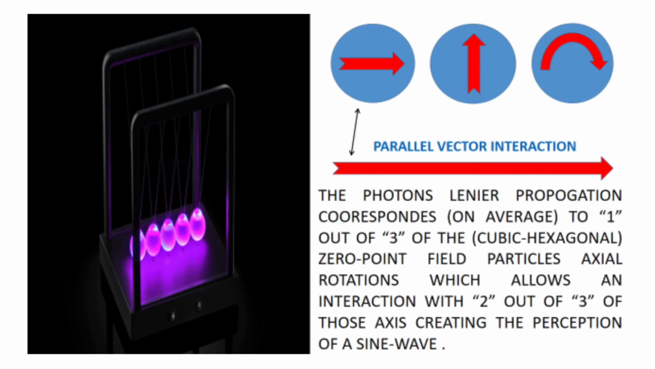The current model has concluded that the Newton's cradle photon propagation demonstrates a wave behavior simply because each photon is synchronized with one out of three of the rotational axes of the surrounding photons in the field, which causes them to only interact with two axes. This is a result of their linear light speed exactly matching the surrounding photon's angular or rotational velocity as they propagate through the field.